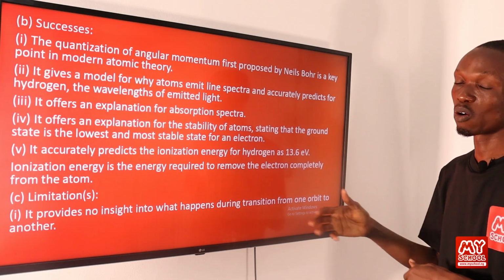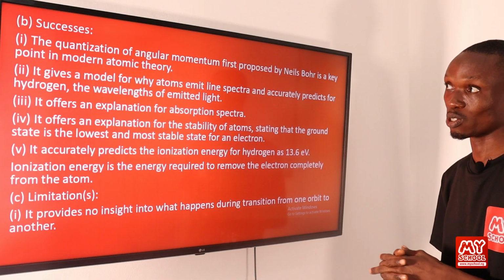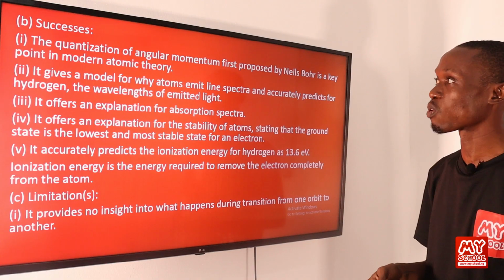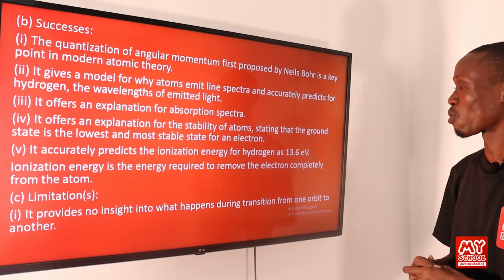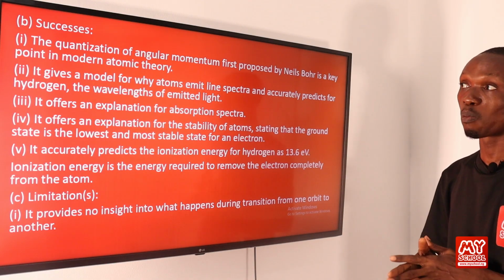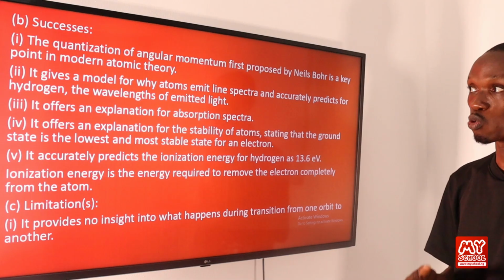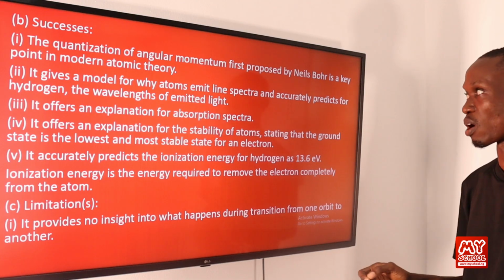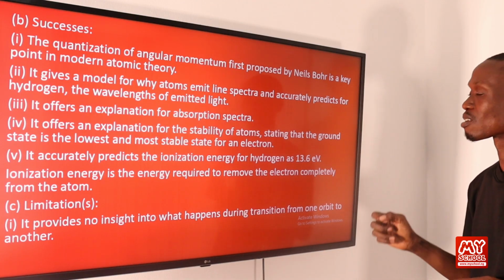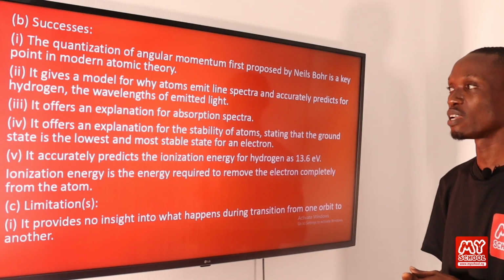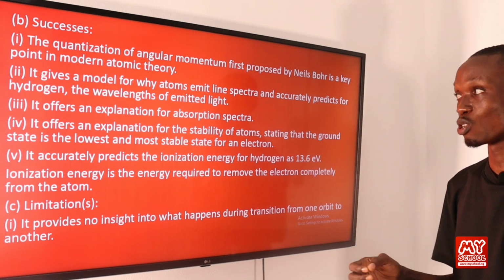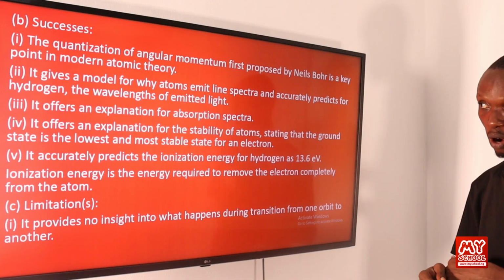Now on the next slide here, we are going to be looking at the successes of this model. One of them is that the quantization of angular momentum first proposed by Niels Bohr is a key point in modern atomic theory. Two, it gives a model for why atoms emit light spectra and accurately predicts for hydrogen the wavelength of emitted light. Three, it offers an explanation for absorption spectra.